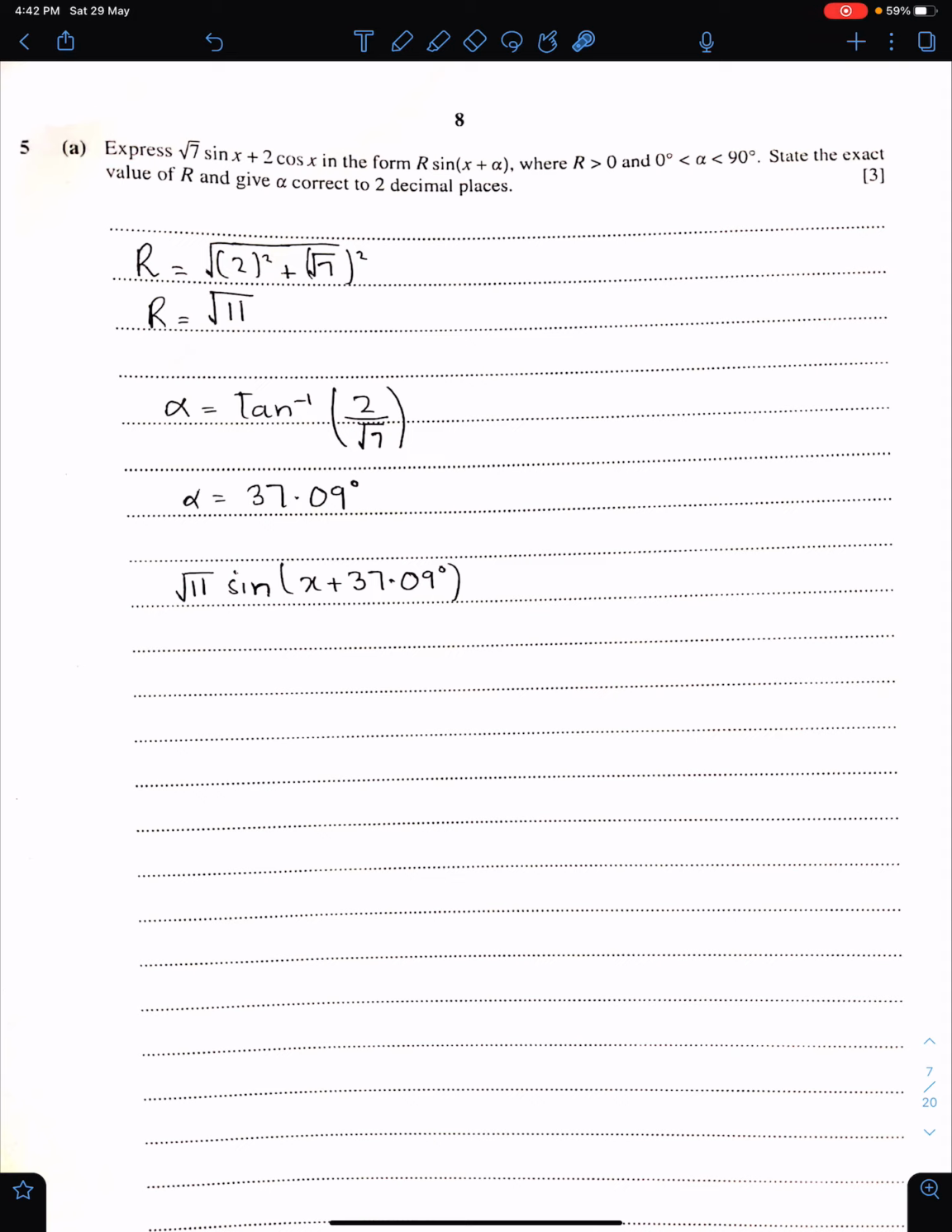And the formula of alpha is tan inverse b upon a. B is 2 and a is root 7. We have to give the value of alpha up to 2 decimal places. So alpha is 37.09. Make sure you substitute r here and alpha here. This is the required form of this equation.